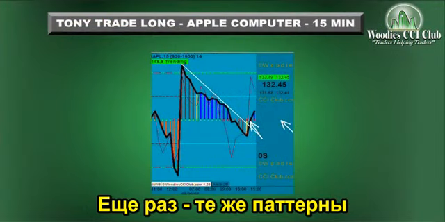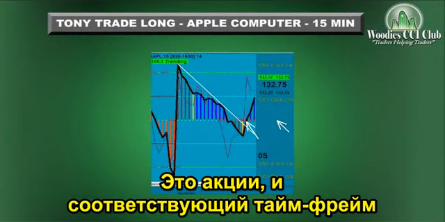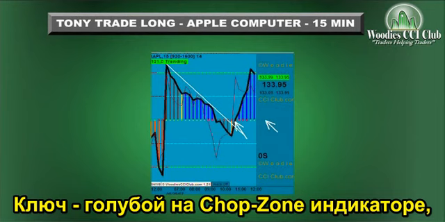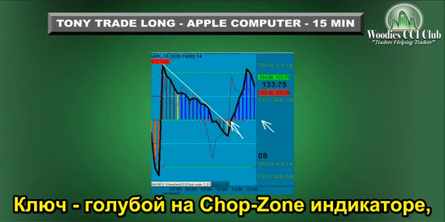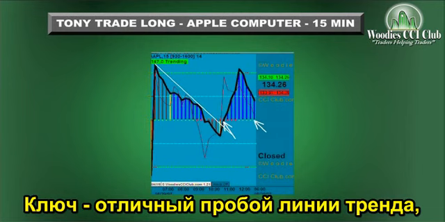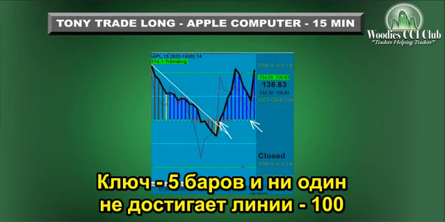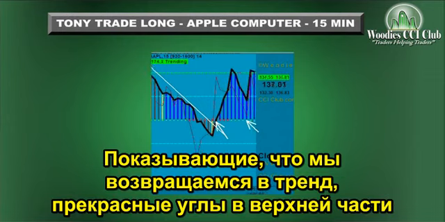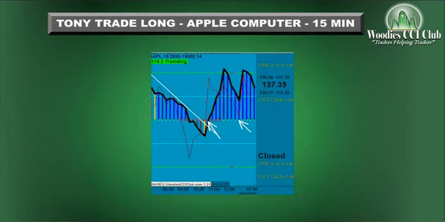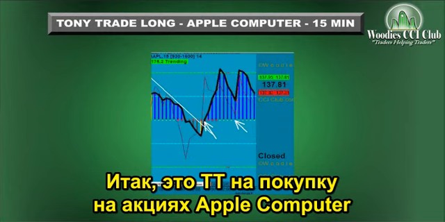Again, same patterns, just on a stock, different time frame. Again, look at the angles. The clue, solid blue on the chop zone indicator. Clue, solid green on the sidewinder. Clue, nice trend line break. Clue, 5 bars and none of them can get to the minus 100, showing that once we go back with the trend, beautiful angles to the upside. So that's the Tony trade long on Apple computer on a 15-minute chart.